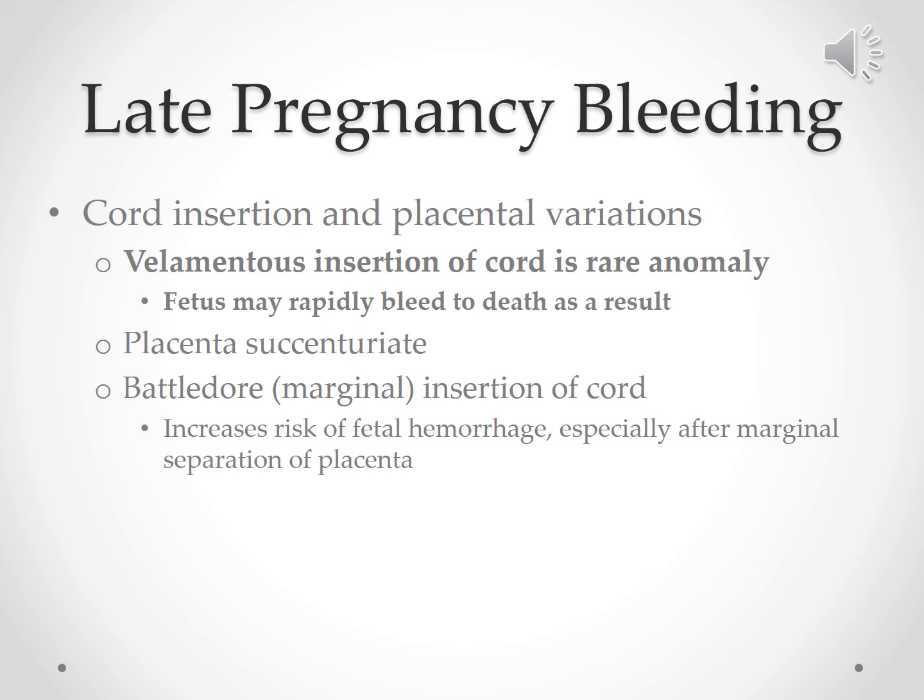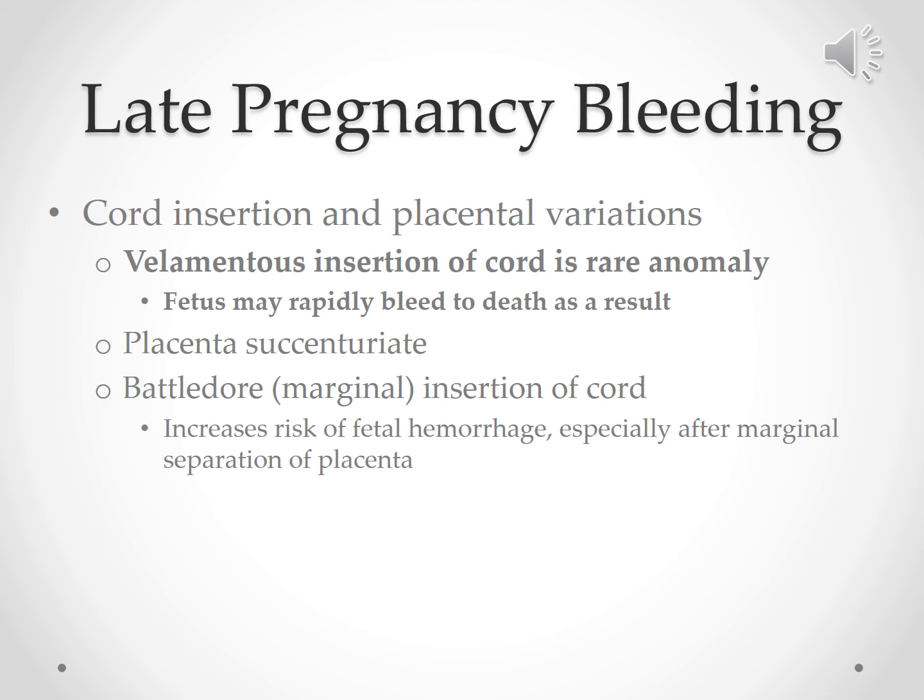A placenta succenturiata is really just almost like an ancillary placental lobe that is not attached to the main placenta, and you have vessels that are connecting into it. And then your battledore insertion of the cord is where you have a marginal insertion. You don't have it inserting into the placental plate the way you traditionally would, and again, increased risk for hemorrhage.